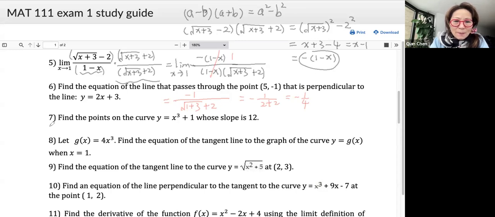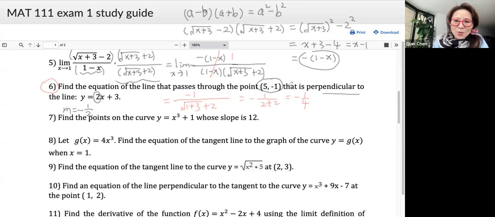Now let's see 6. Six is saying find the equation of the line that passes through a given point and is perpendicular to this line. Well, this line has a slope of 2. The line perpendicular to this has a slope of the opposite: this is positive, the opposite is negative, the inverse, -1/2.